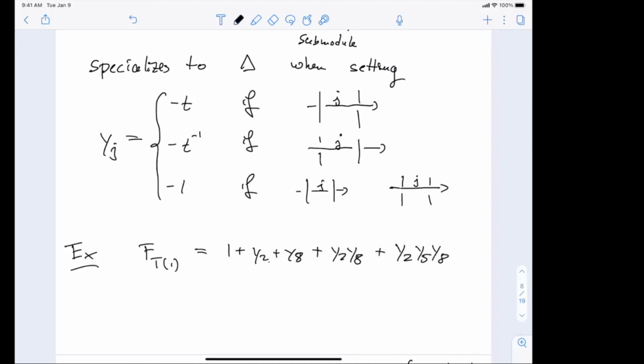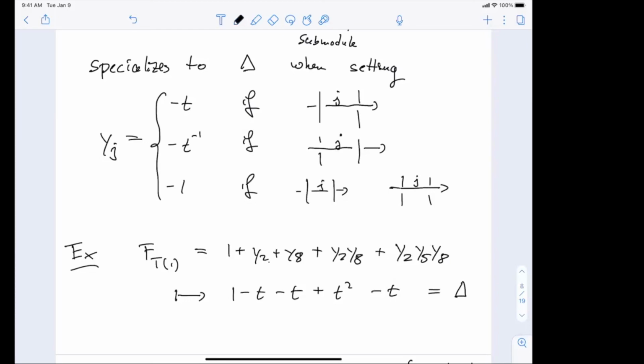And then, since this is an alternating knot, the specialization will send the even indexed variables to negative t and the odd indices to negative t inverse. So the specialization will give you 1 minus t plus t square, and then there's one which is negative here, so it will be another minus t again, which is the Alexander polynomial of the figure 8.